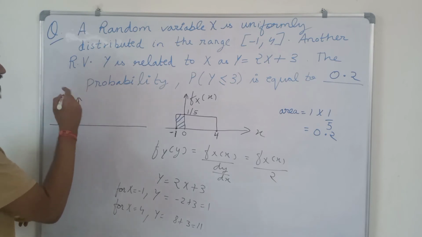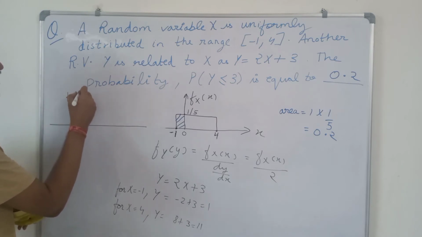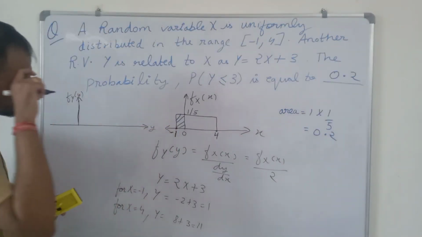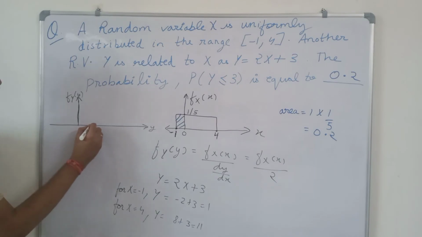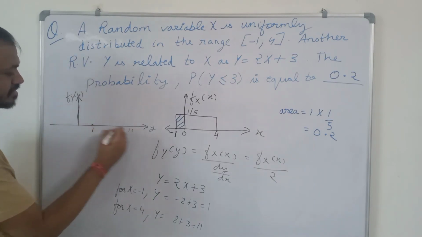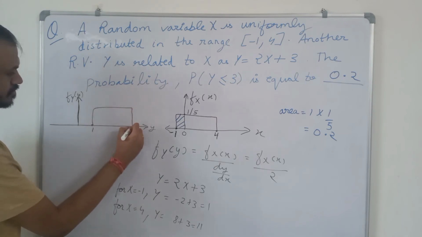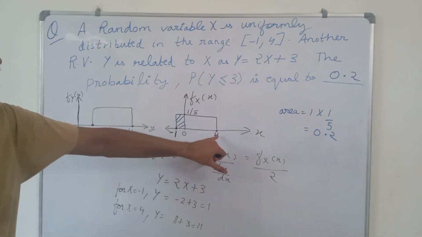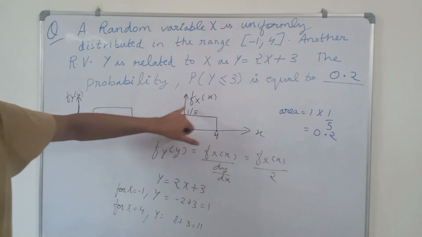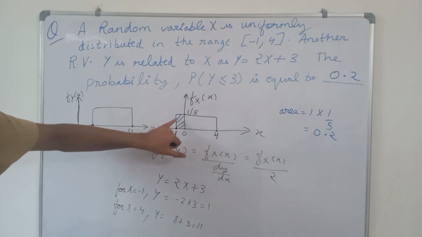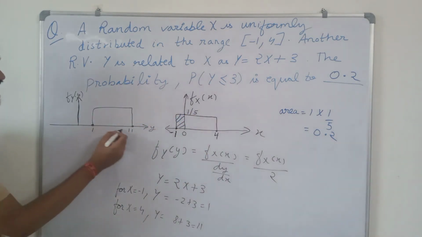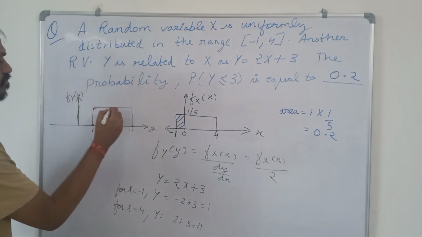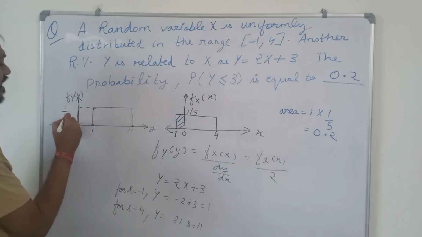On this y-axis we will have fy of y, and on the x-axis we have y. It will be from 1 to 11. So this point is 1 and this point is 11, and just like from -1 to 4, it is a rectangle. The area of this rectangle must be equal to 1. Earlier this value was 1 upon 5. Here it is from 1 to 11, so the area of this rectangle must be equal to 1, so this point must be 1 upon 10.